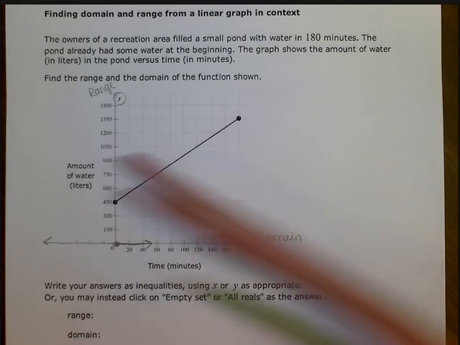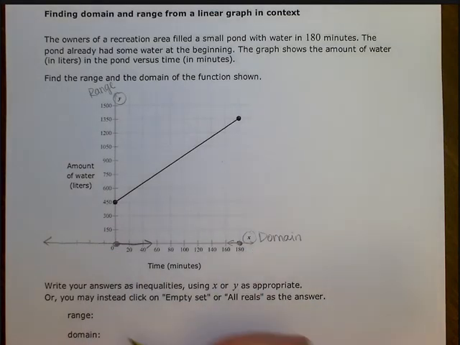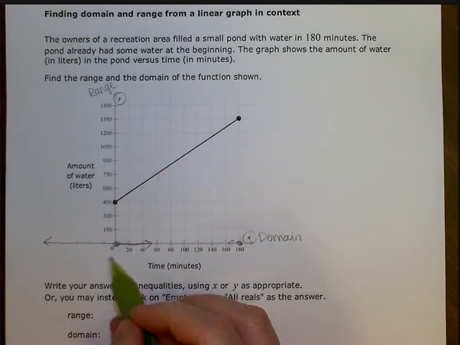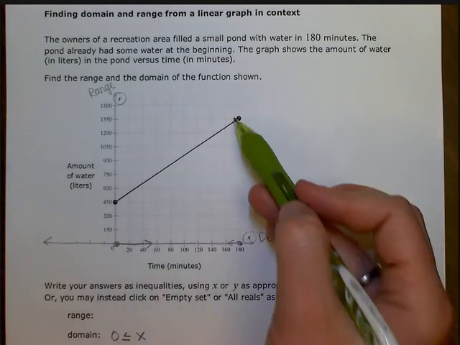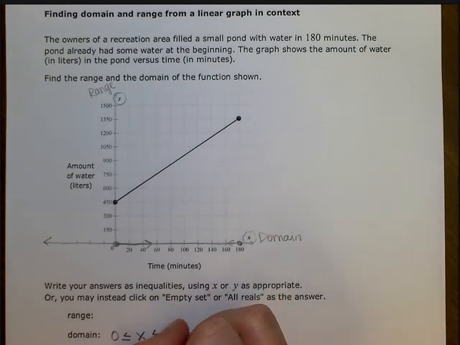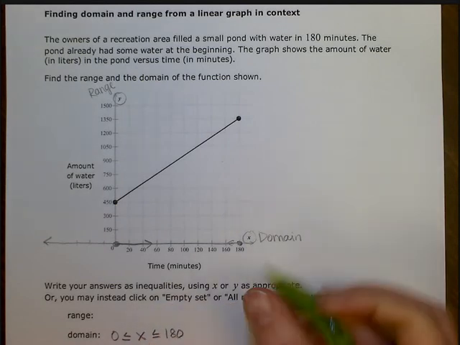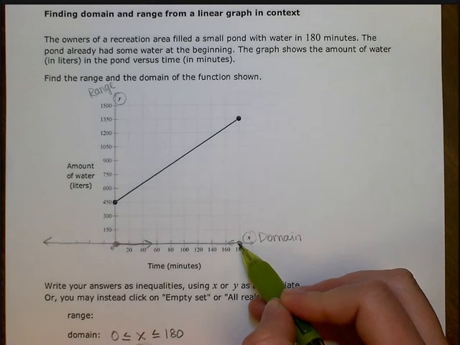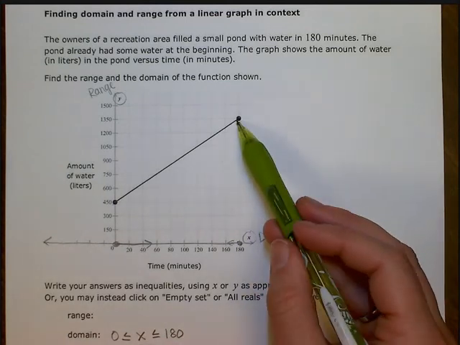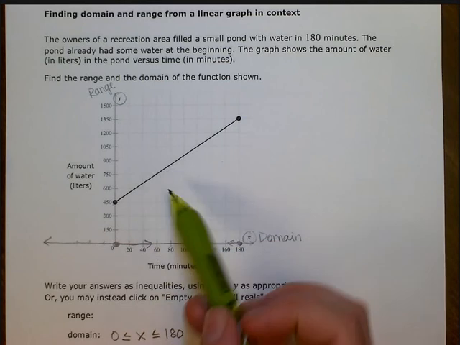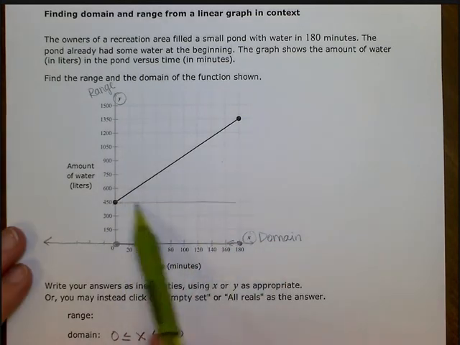The way I write that as an inequality is 0 is less than or equal to X, because at 0 minutes there was exactly 450 liters. So at 0 minutes, and then I go all the way out to this 180 here. So X is less than or equal to 180, because when X was exactly 180, they shut the water off. So it could equal 180 or less than. That covers the X direction for this whole graph.